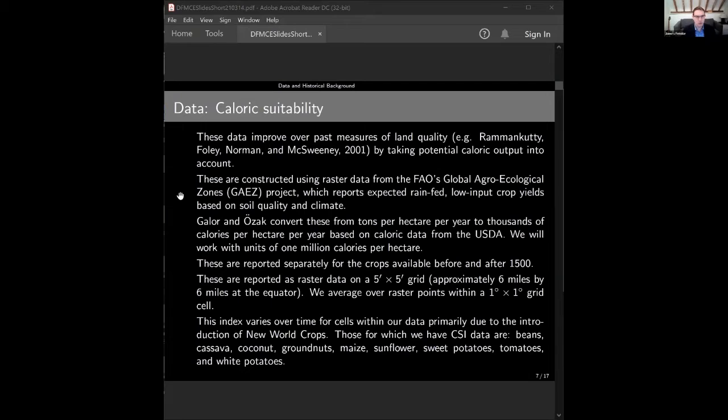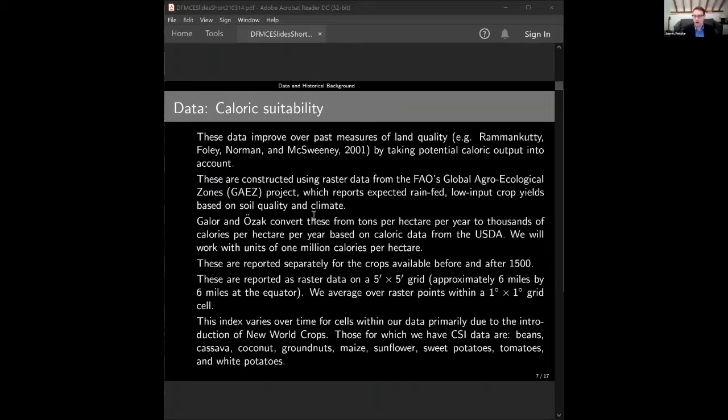In terms of the right-hand side variables, we're going to use the Galor and Özak data, and these are going to be an improvement over past measures of land quality that you might have seen in this literature. Why? Because they're not measured in kilograms, and they're not measured on a scale from 0 to 1. They're measured in calories. And so Galor and Özak go out to the FAO's GAEZ data, which tells you what you can expect to produce. These are potential measures, not observed output measures, based on low input, no canals, no irrigation, kind of the most exogenous measure of potential you can get due to soil quality and climate.